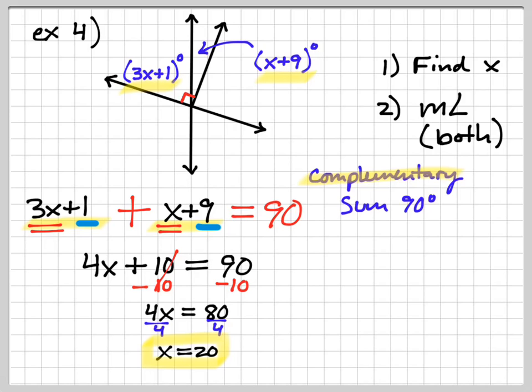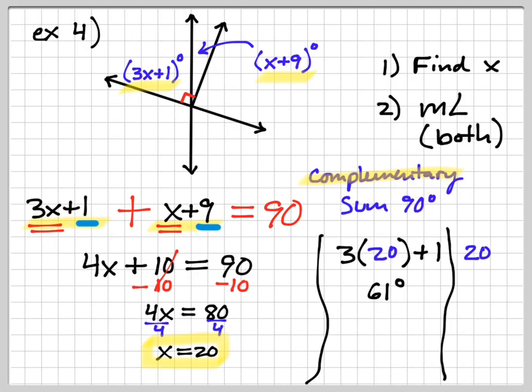Now, we have two options here. I could plug 20 into one of these, but then I wouldn't know if I made a mistake somewhere down here in the math. So I recommend plugging it into both. So here's the first plug-in. 3 times 20 plus 1 is 61. And then the second plug-in is 20 plus 9 is 29. And again, I can check these real quick and make sure, do these two numbers actually add up to 90? And they do. So I know my work is correct.